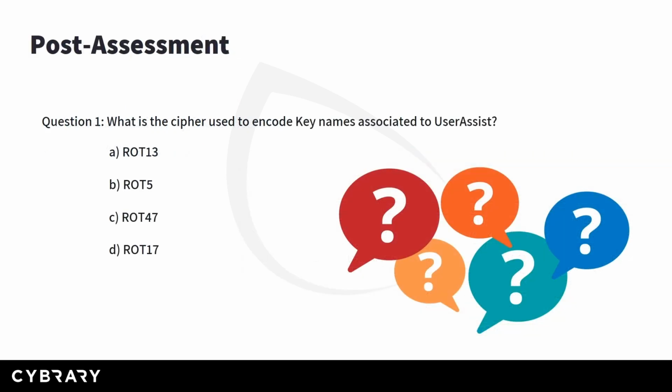Okay, before finishing, here's a quick question for you. What is the cipher used to encode key names associated to user assist? Is it A, ROT13, or B, ROT5, or C, ROT47, or D, ROT17? If you said A, you are correct. ROT13 is a monoalphabetic substitution cipher that replaces a letter with the 13th letter after it.